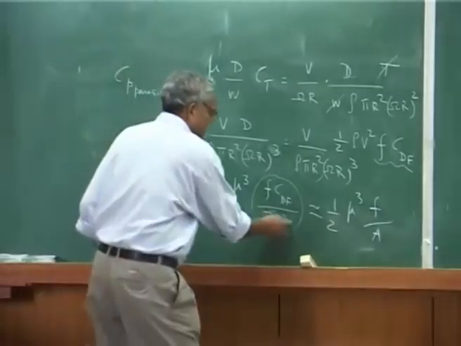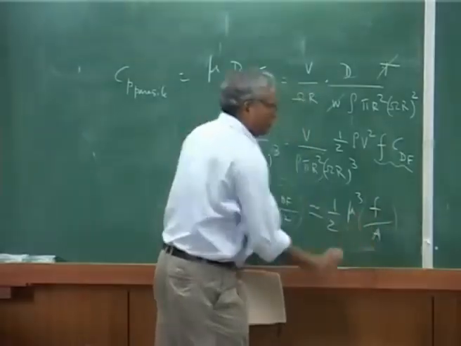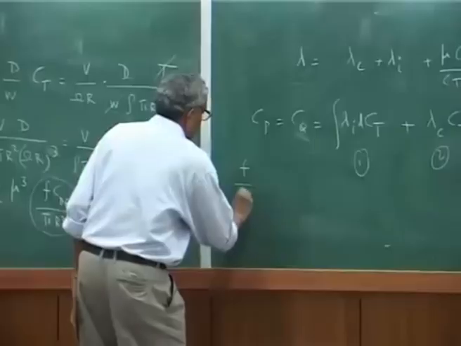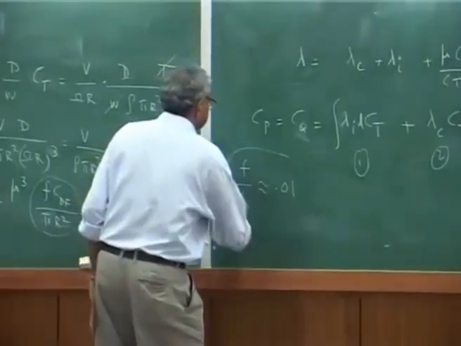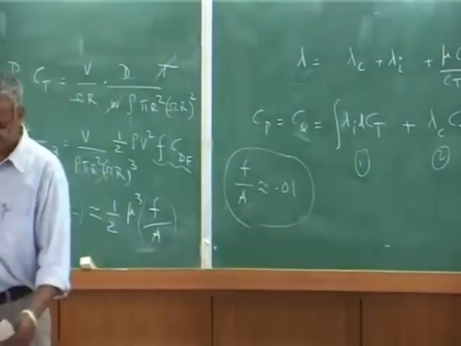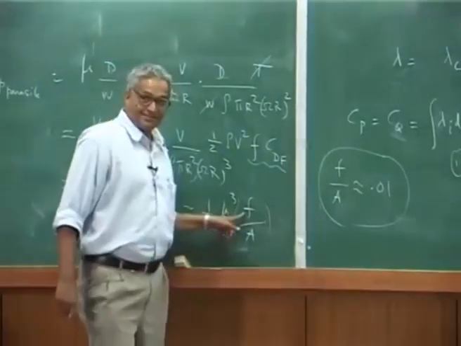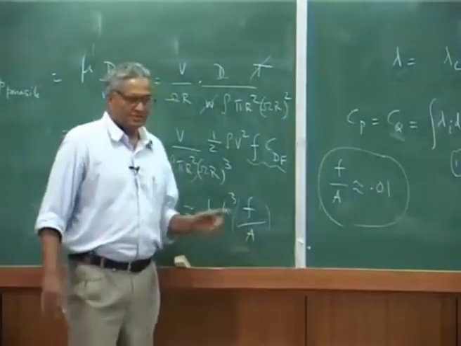A is the rotor area. Usually this factor F over A is of the order 0.01. It may be slightly more, 0.012, 0.013, something like that, F over A. That means this is the fuselage frontal area over the rotor disc area.